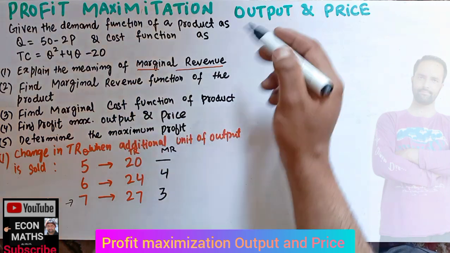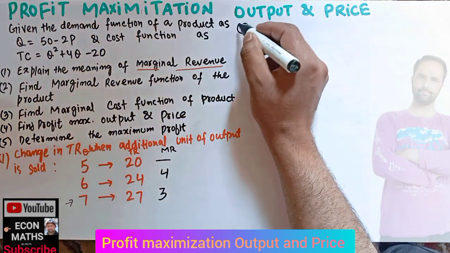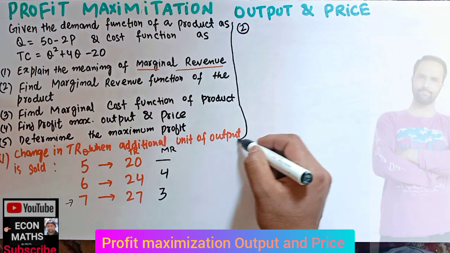Now the second part tells us to find the marginal revenue function. Let me write it here. I am really sorry for the background noise.